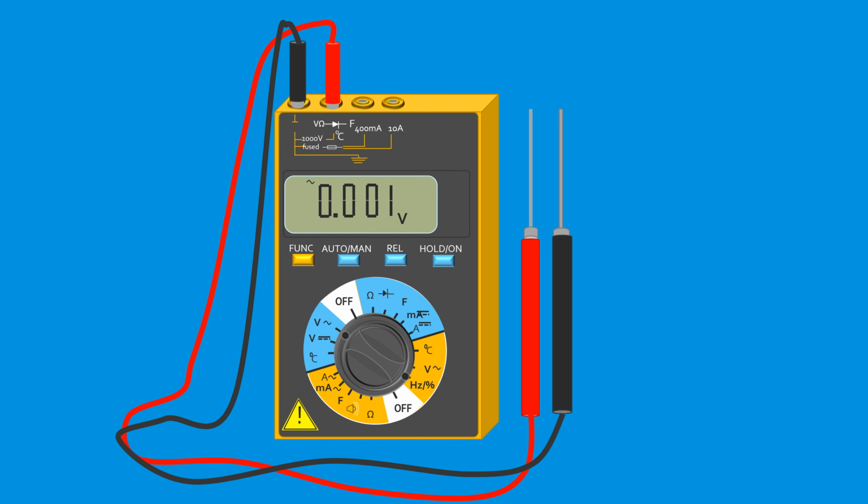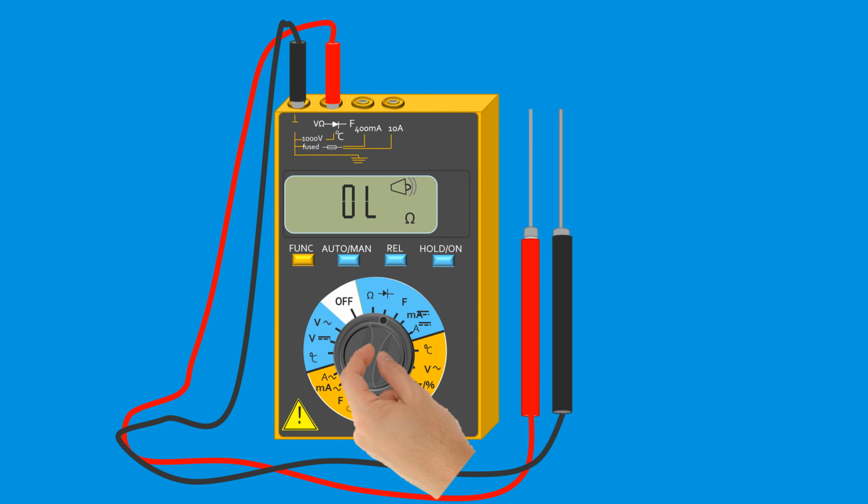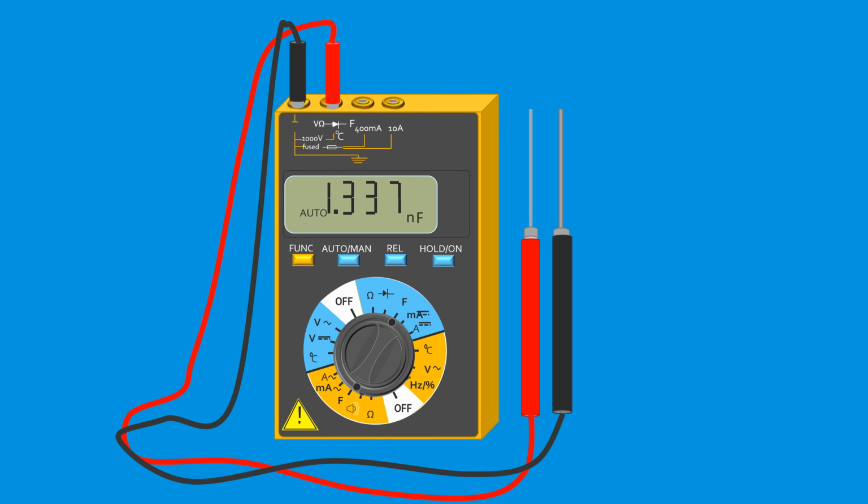Reset the knob at the first step toward right side. Get resistance. Now turn the knob to the second step toward right side. Check diodes. Check continuity. Measure capacitance.